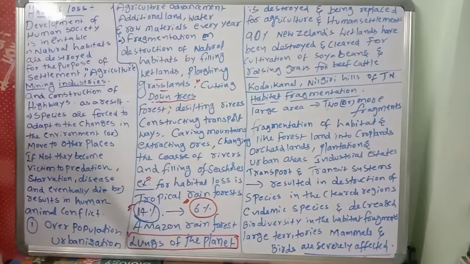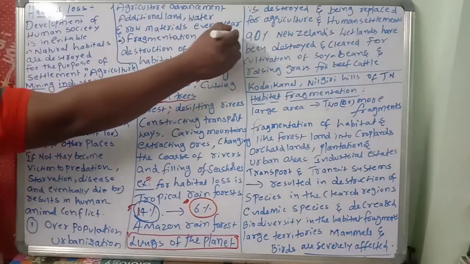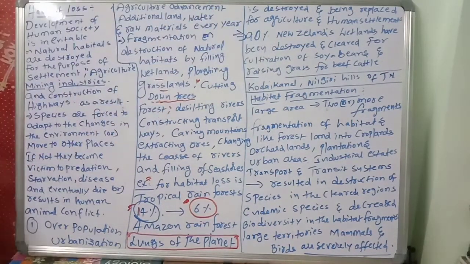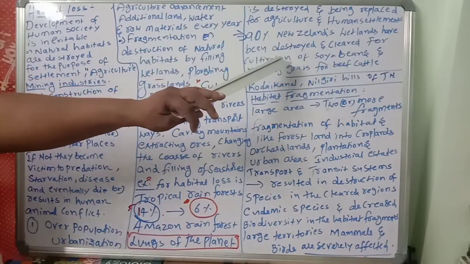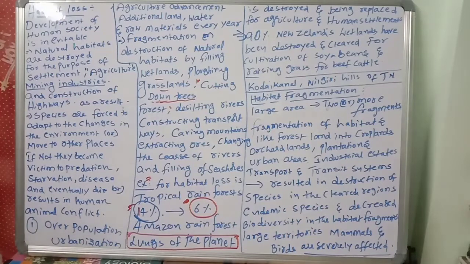Next one, another example. 90% of New Zealand wetlands have been destroyed and cleared. For what? Cultivation of soya beans and raising grass for beef cattle. So these are all the points. Very sad, because useful habitats are being lost. So habitat loss is going on.